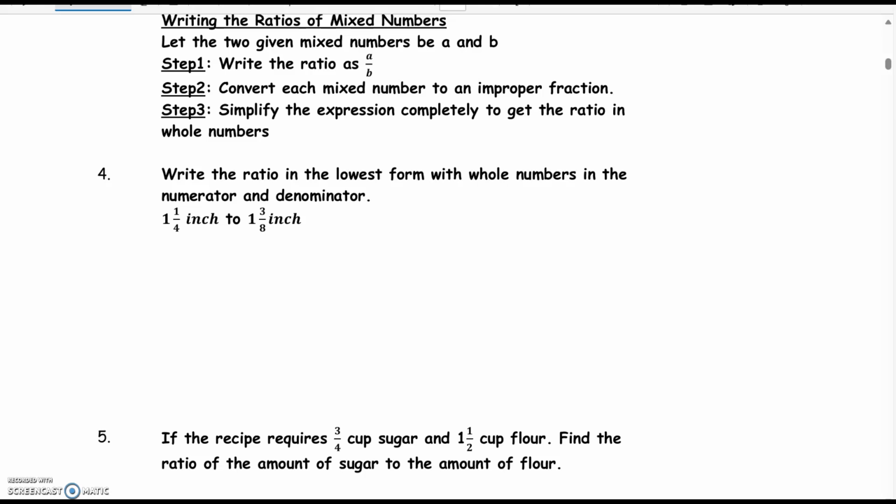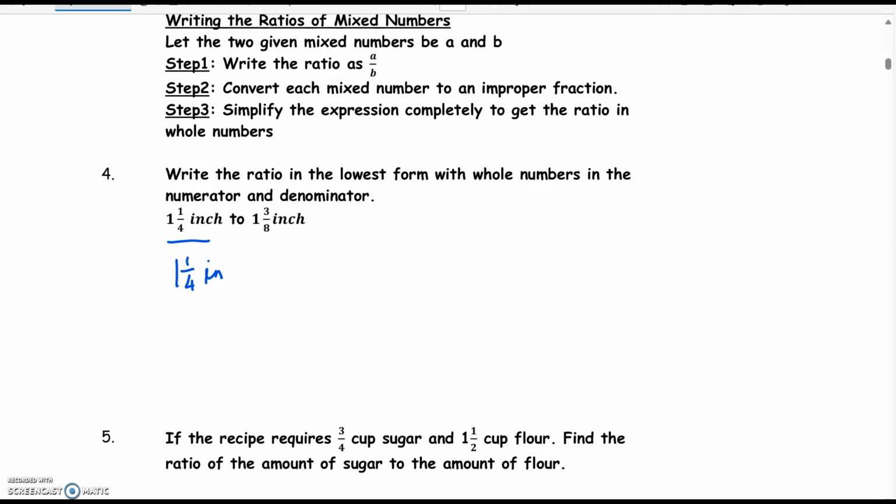Now we've seen that ratios are written as fractions, and just like fractions, we reduce ratios to the lowest terms, right? And here we're going to see how to write ratios that are given in the form of mixed numbers. So let's look at this ratio, 1 1/4 inch. So remember that here we are talking about mixed numbers, divided by, and I'm going to use this symbol. Let's do this first. Divided by 1 3/8 of an inch.